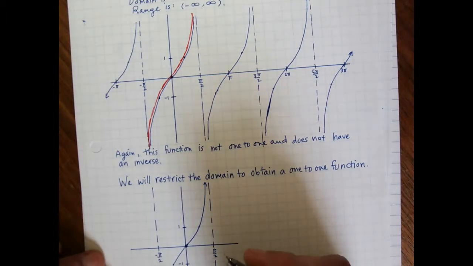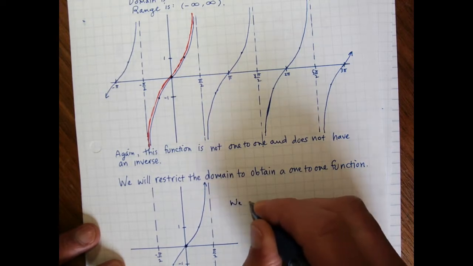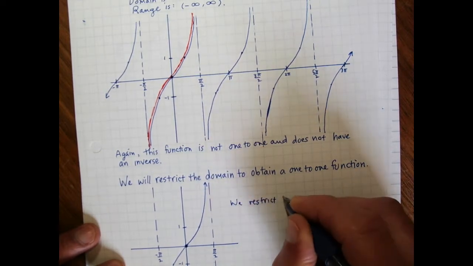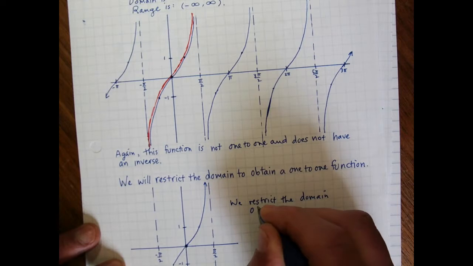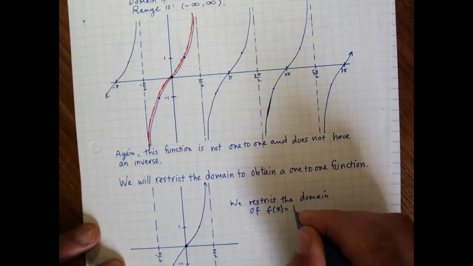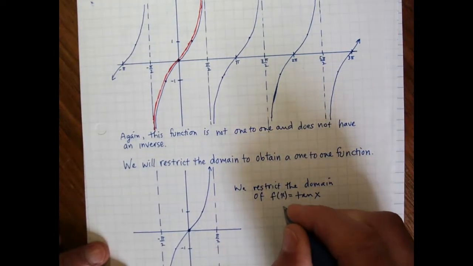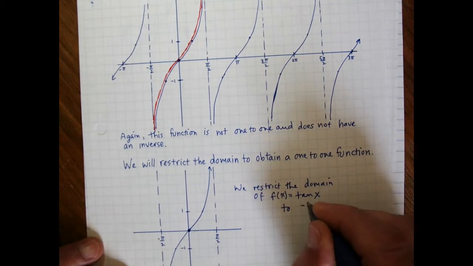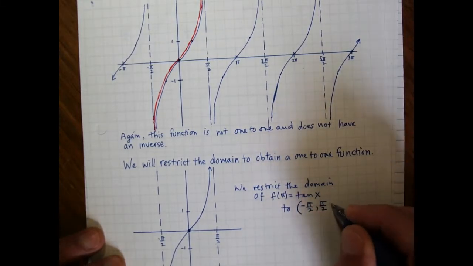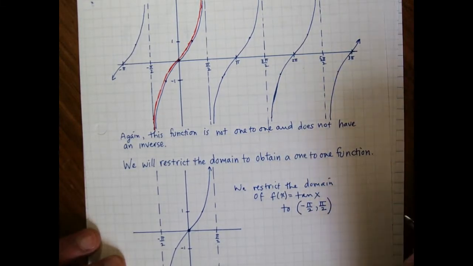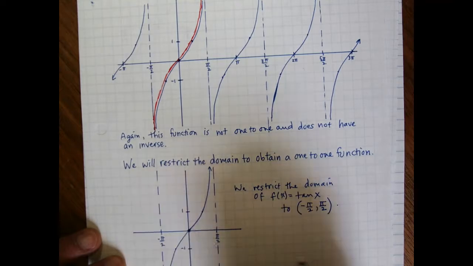and let's see, we restrict the domain of f of x equals tan x to the interval from minus pi over 2 to pi over 2. This is a little bit different from sine because we cannot include the endpoints. We have to write parentheses. And because of the vertical asymptotes, the function is not defined at negative pi over 2 and pi over 2.